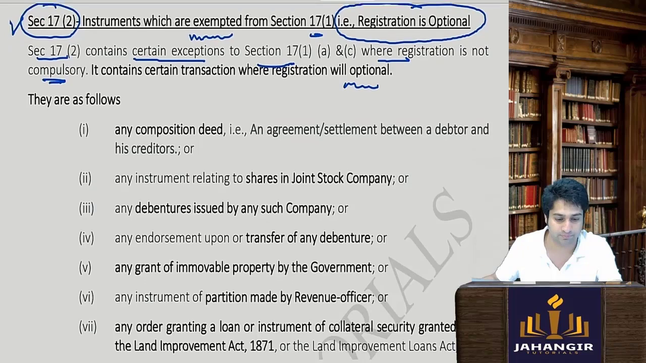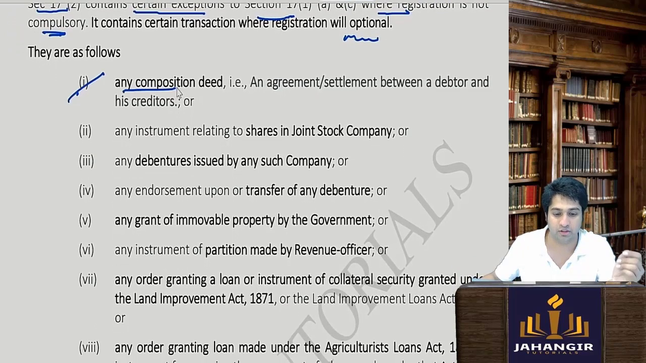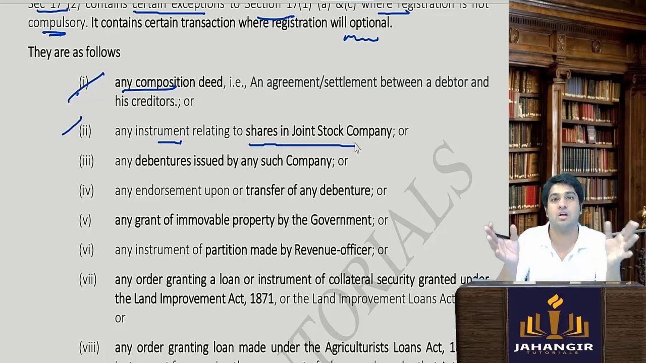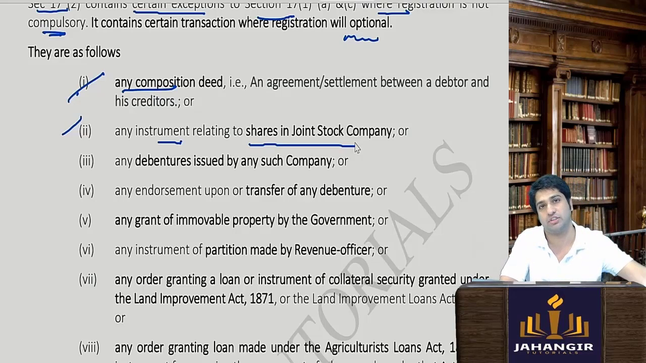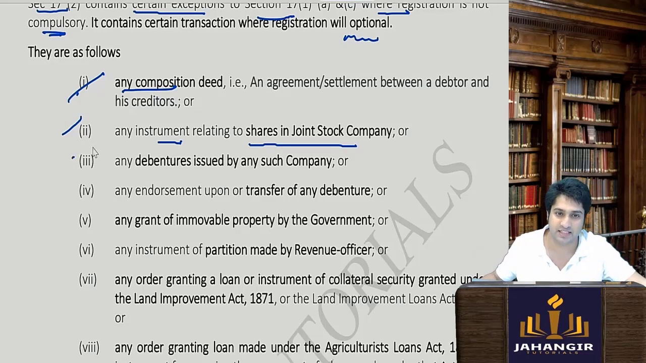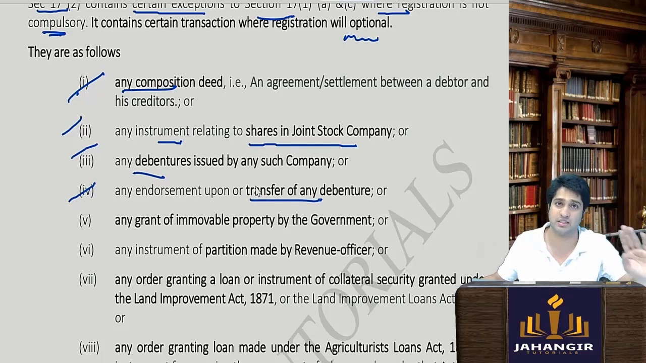They are as follows. A composition deed. Composition deed is basically a settlement deed between the debtor and creditor. Does not require registration. Any instrument relating to shares in a joint stock company, just like a public company, जब हम लोग shares transfer करते हैं तो उसका रजिस्ट्रार और प्रॉपर्टीज के साथ में कोई रजिस्ट्रेशन नहीं करना पड़ता है. वैसे ही डिबेंचर्स का भी जब सेलिंग होता है, इशू भी होते या ट्रांसफर भी होते, उसका रजिस्ट्रेशन करना जरूरी नहीं है अंडर 1908.